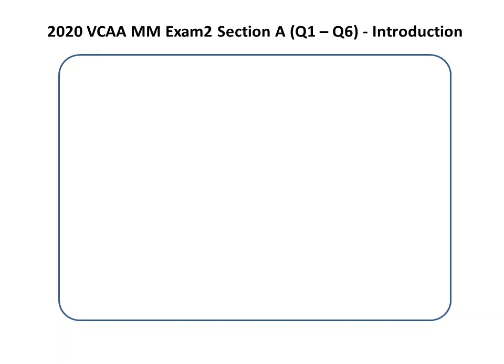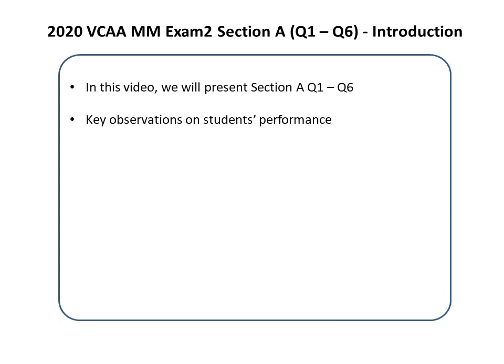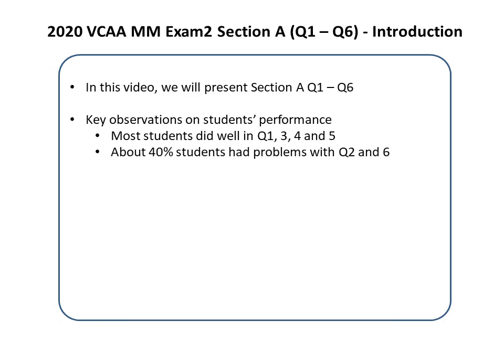Welcome to the fourth part of VCAA Mathematics 2020 exam paper series. In this video, we will solve exam paper 2, section A, questions 1 to 6. Statistically, most students did well in question 1, 3, 4, and 5. About 40% of students had problems with questions 2 and 6.